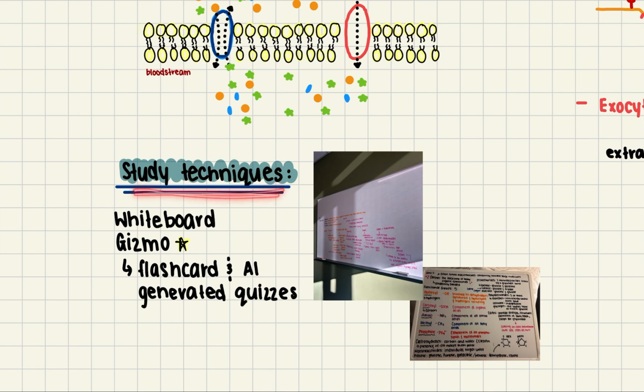So first, I use whiteboards a lot. I like to write down any important notes or key terms, and I also like to draw diagrams and label them and connect everything together, just like I did here.